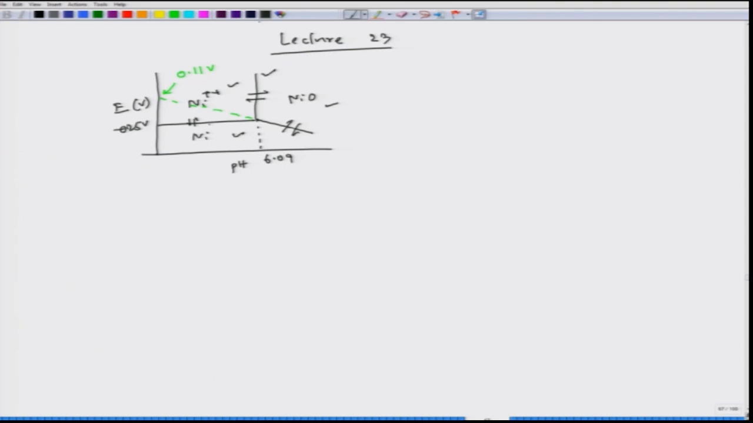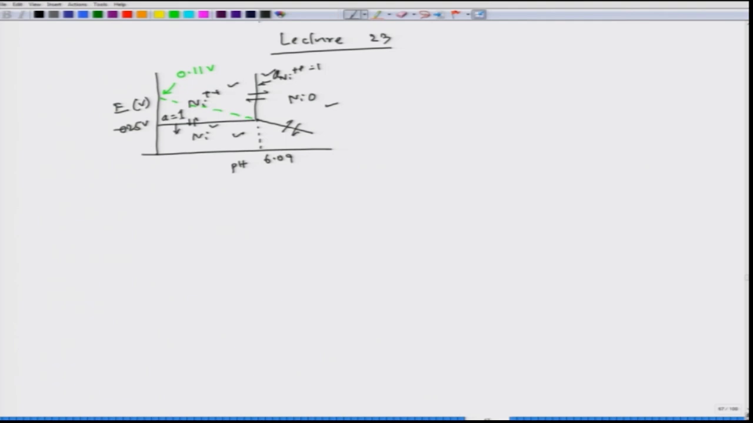Then we have one line which is parallel to the pH axis, which means it is pH independent but potential dependent, as we have seen that this was drawn when the nickel ion concentration was 1. This belongs to Ni++ activity equal to 1, and only then we get 0.25 volt. If we change the activity of Ni++ from 1 to 10 to the minus 1, 10 to the minus 2 and so on, this line would go down.